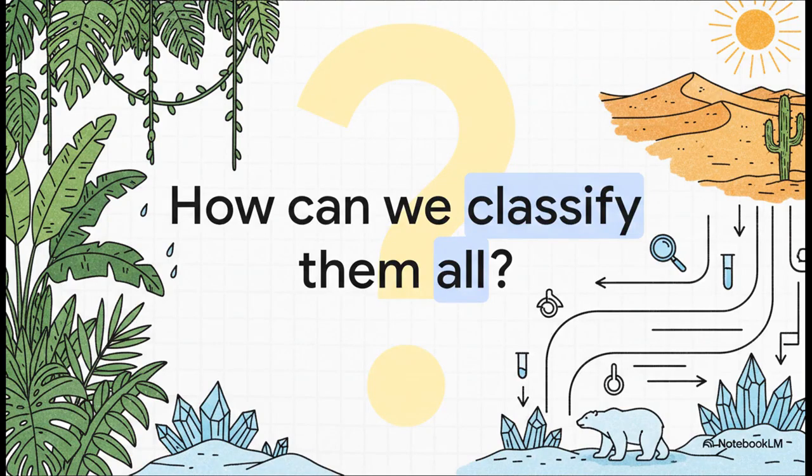Just think about it for a second. Our world is just so incredibly diverse. You've got these steaming, humid jungles, then you have bone-dry deserts, and then there are the frozen tundras. So how on earth can we organize all that variety into one single system that actually makes sense? Well, that is the exact problem we are going to solve today.